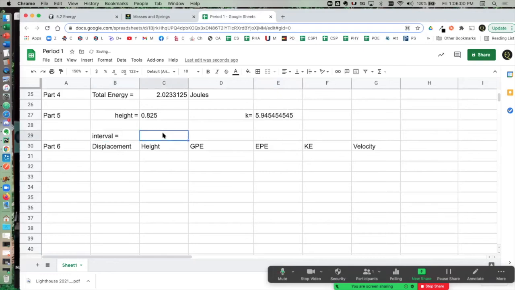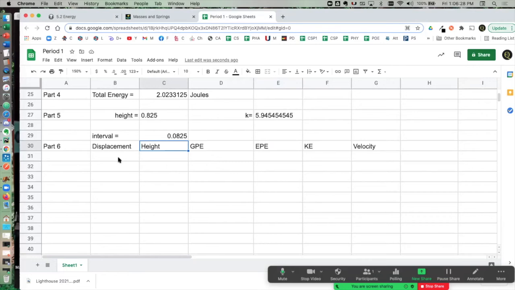Interval equals, so I'm going to do equals, take my height, divide by 10. Okay, so there's my interval that I'm going to increase it by every time. It'll be good to have that there. So we're going to analyze all the energies after it's fallen 0.0825, and then after it's fallen double that, and then triple that, and so on. All right, so here we go.